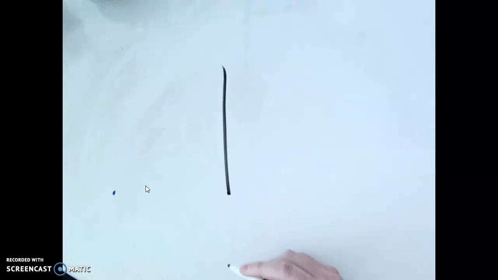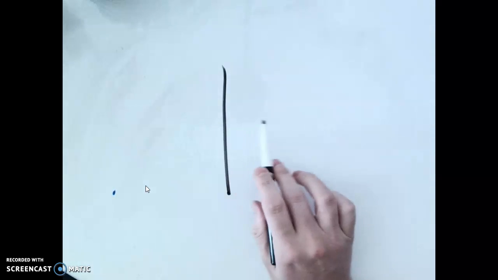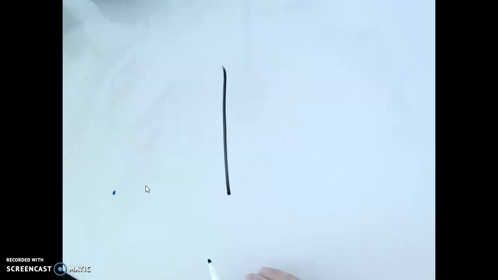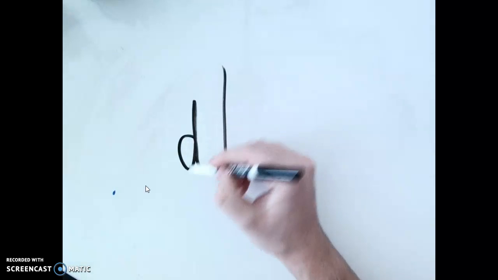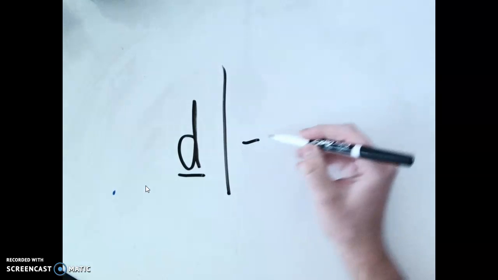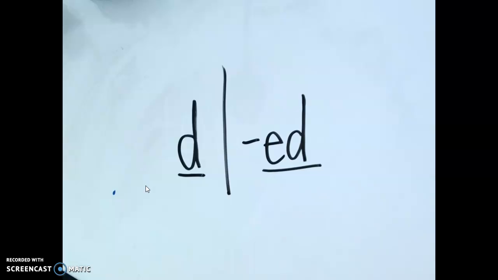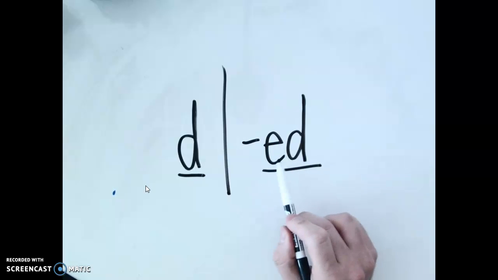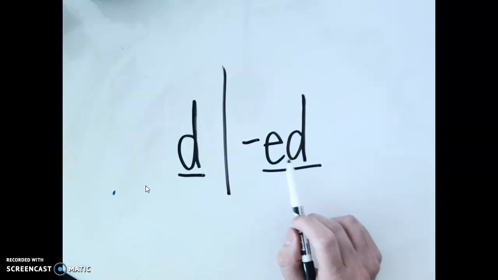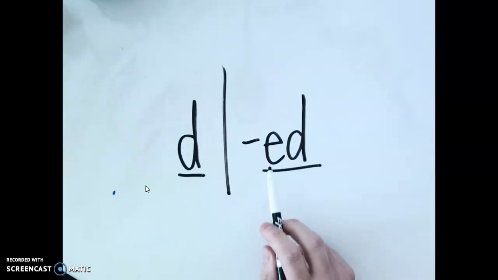And the last one for today has two spellings. The sound is d. We know D says d, but we also know ED says d when it's at the end of a word like this. One of its sounds is d. D says d, ED says d.